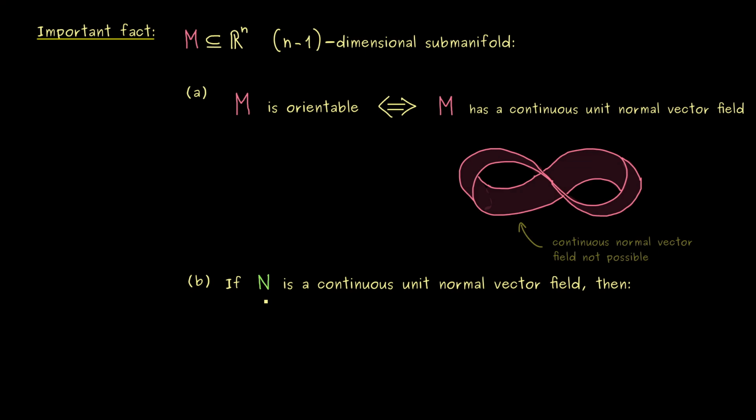So if n is a continuous unit normal vector field on M, we have a very nice formula for the canonical volume form on M. And as usual, we denote it by omega M. And this nice formula reads that n can be combined with the volume form on R^n. And of course, the volume form on R^n is simply the determinant. Now a common symbol for this is this one, which simply means that we put n into the determinant.